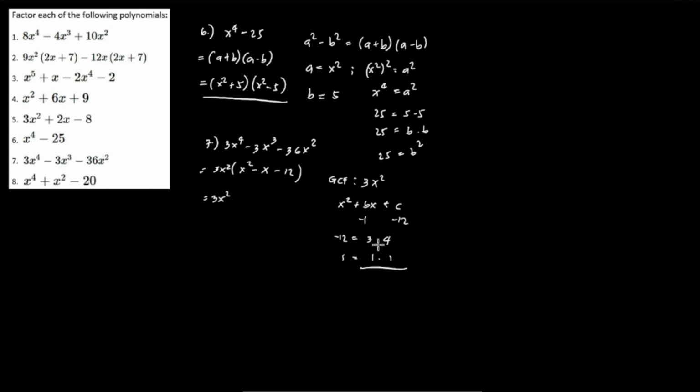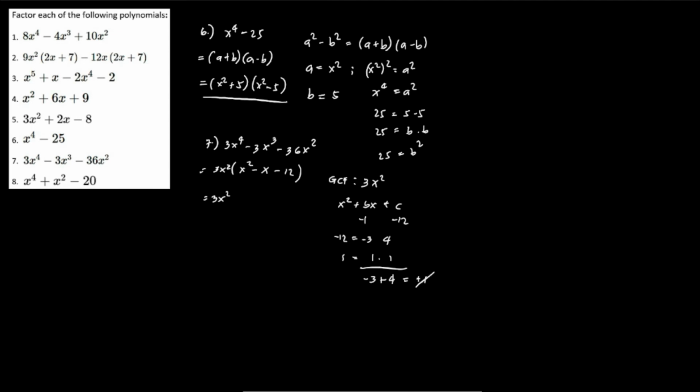By multiplying 3 times 1, that's 3, and 4 times 1, that's 4. The sum of the factors should be the value b, which is equivalent to negative 1. If we put negative in this case, this will be negative 3, and this will be positive, and the sum is positive 1, which is not b.